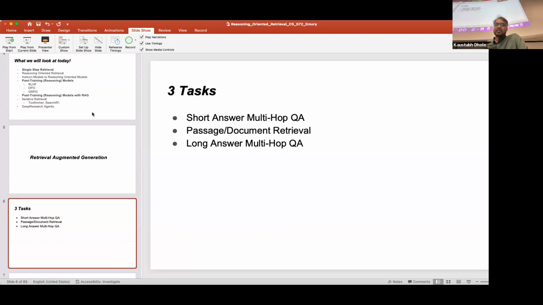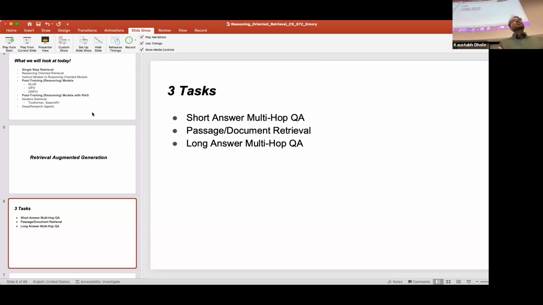So let's get started. In terms of how the literature treats retrieval augmented generation tasks, there are three popular tasks: short answer multi-hop question answering, passage or document retrieval, and long answer multi-hop question answering. In the first task, a user asks a query, you retrieve some documents, and finally, using those documents, you come up with one short answer, which is your final answer. That short answer is generally verifiable, since it's easy to identify whether it is correct, because it will generally be one or two words, like factoid questions, such as who is the president of, or who went here first.